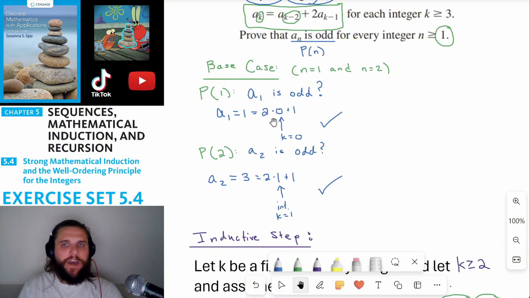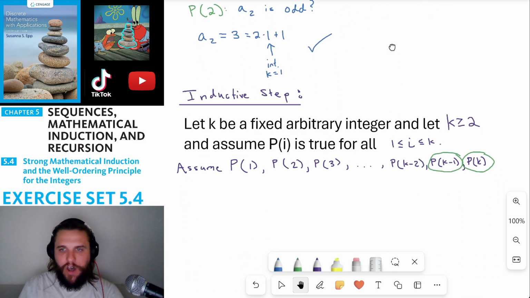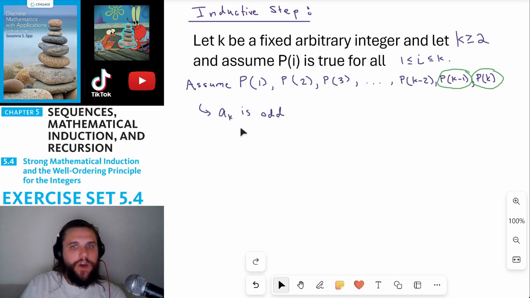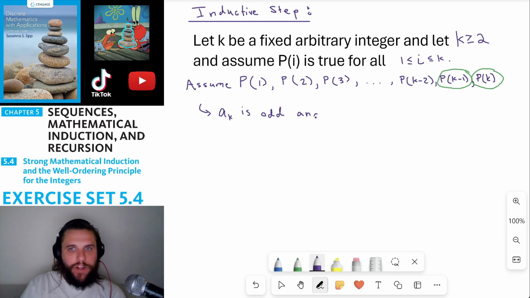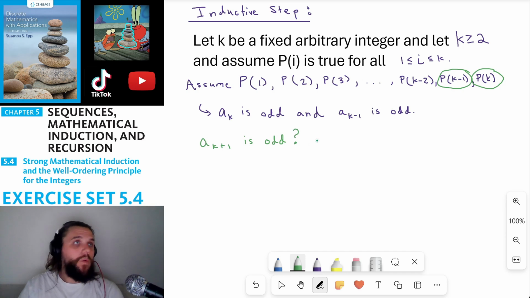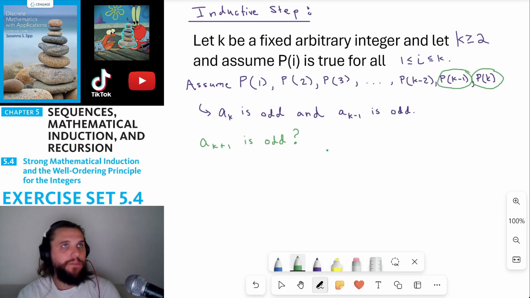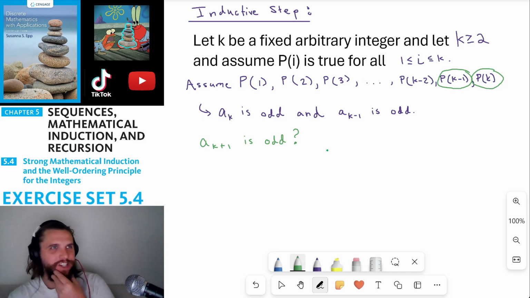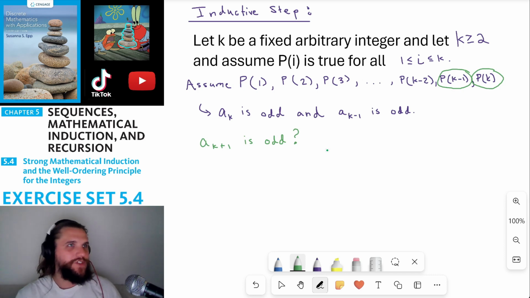Let's go back to P of n. P of n is the predicate that a sub n is odd. Since P of k is true, this means that a sub k is odd. And since P of k minus 1 is true, that means that a sub k minus 1 is odd. So now we have to ask the question, is a sub k plus 1 an odd number? That's what we want to show. We want to show that a sub k plus 1 is odd. I put a little question mark there so that we can ask ourselves, is this odd? And if so, why?